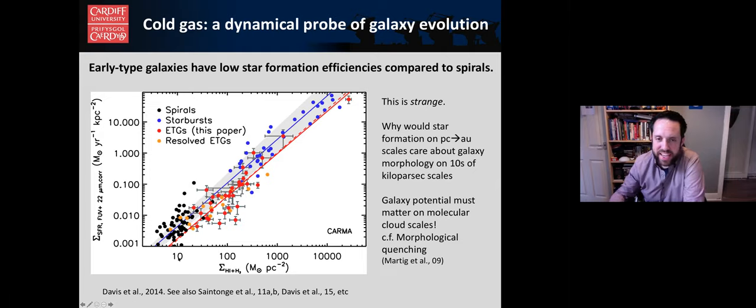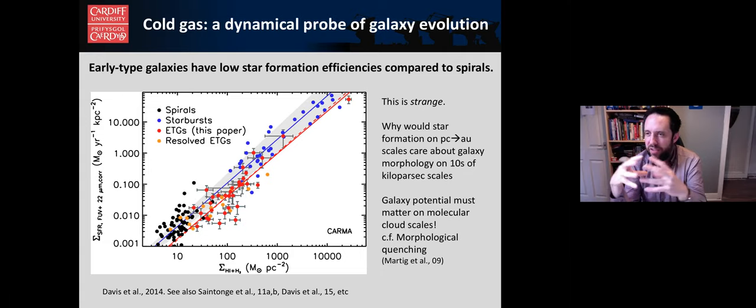And the red points here are early type galaxies, and the black and blue points are spirals and normal starburst galaxies in the local universe. This is the sample of Kennicutt 98. And you can see that the red line, which is a fit to the early type galaxies, is offset from this more or less constant depletion time picture, typically by a factor of 2 to 3. So these things form stars much less efficiently than they should. And that's really weird again.